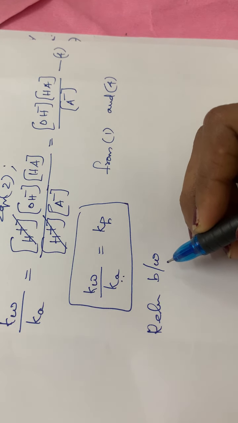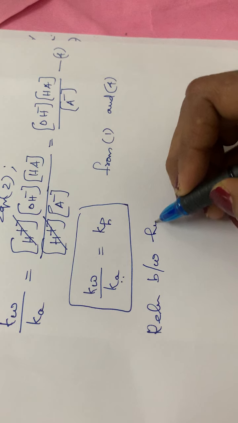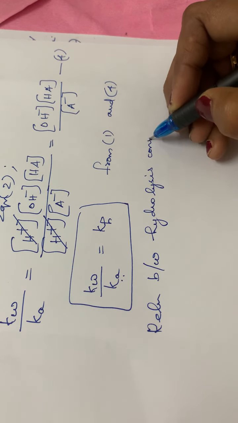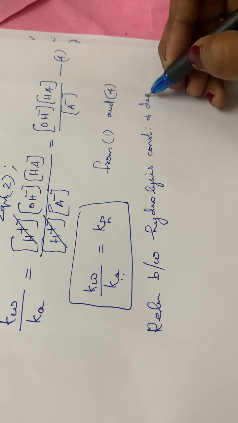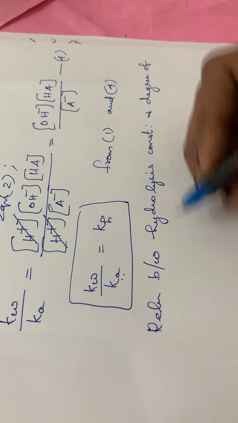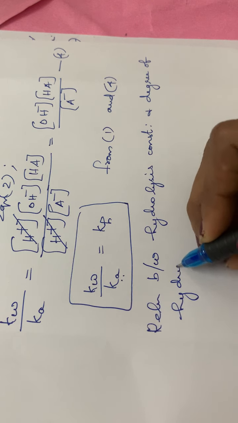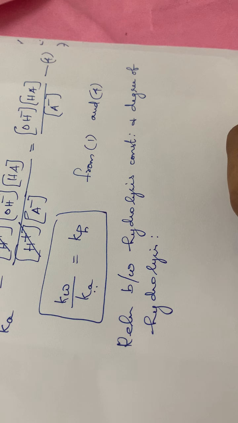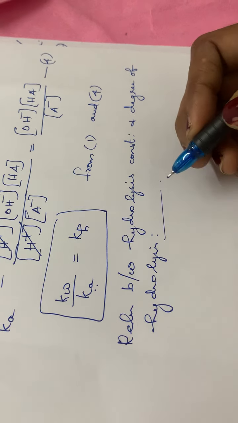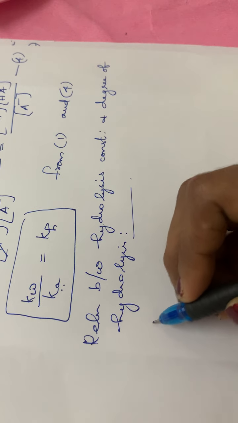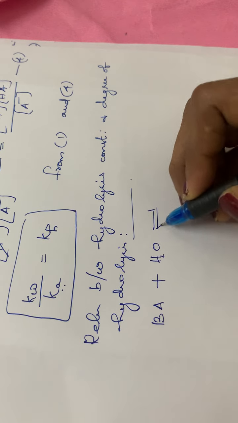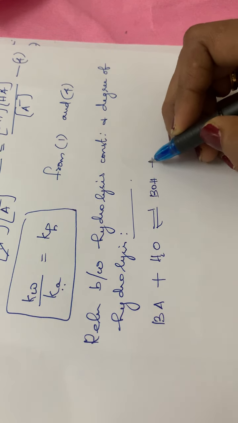So the next part is the relation between hydrolysis constant and degree of hydrolysis. Again, we have to write that equation: BA plus H2O giving BOH plus HA.